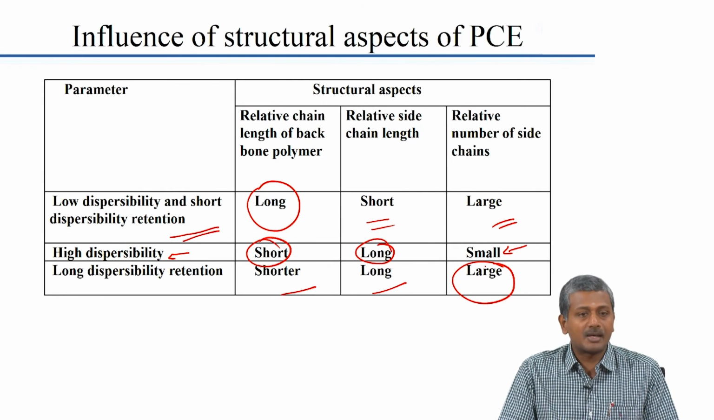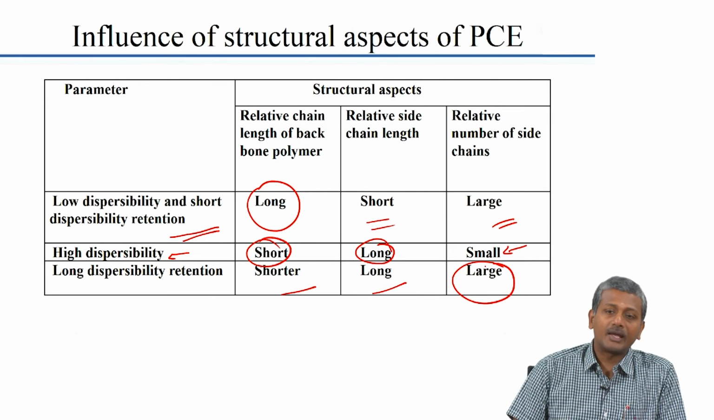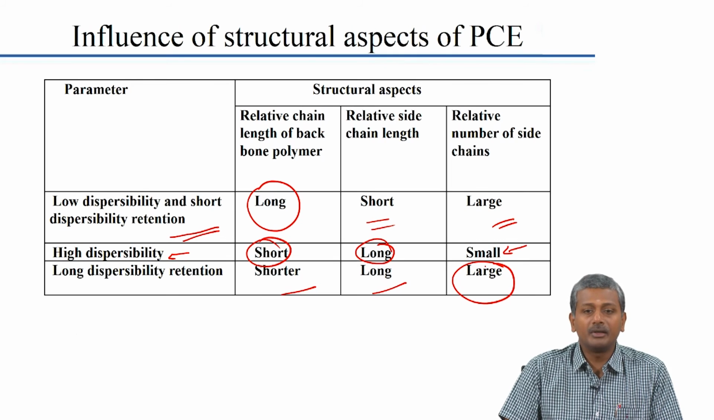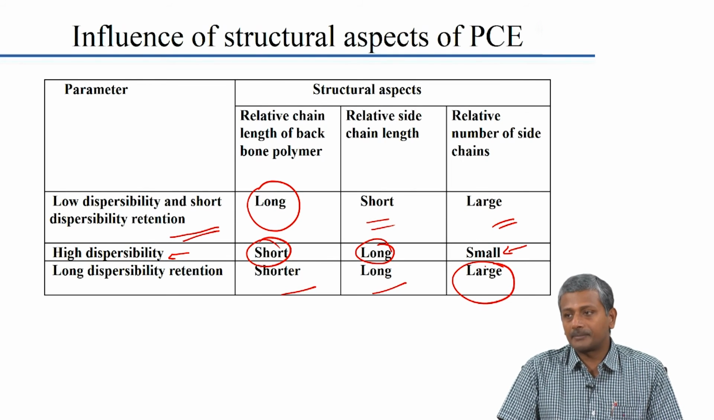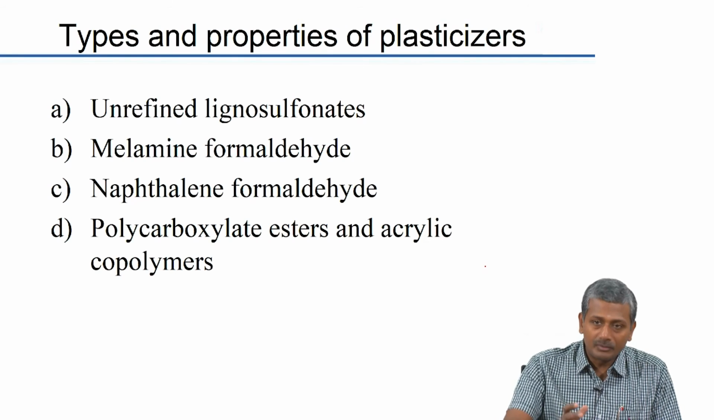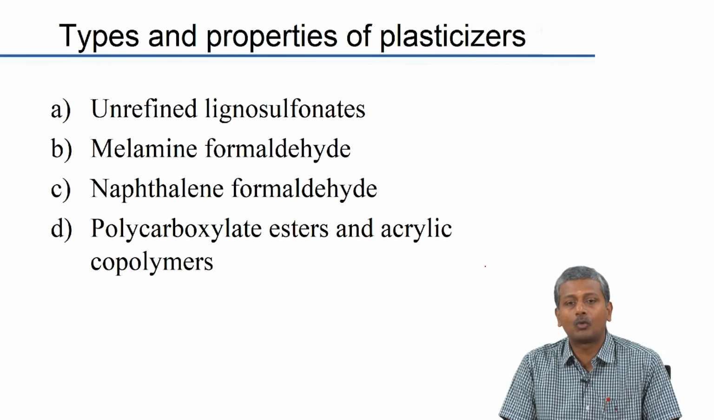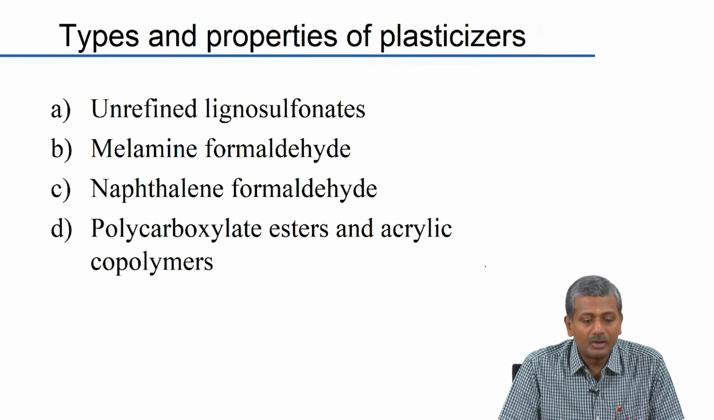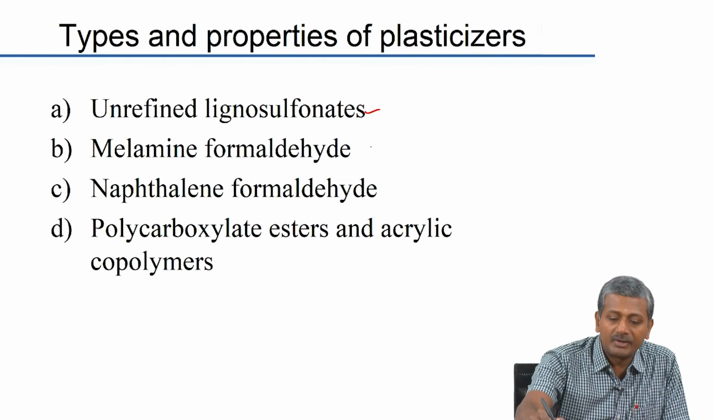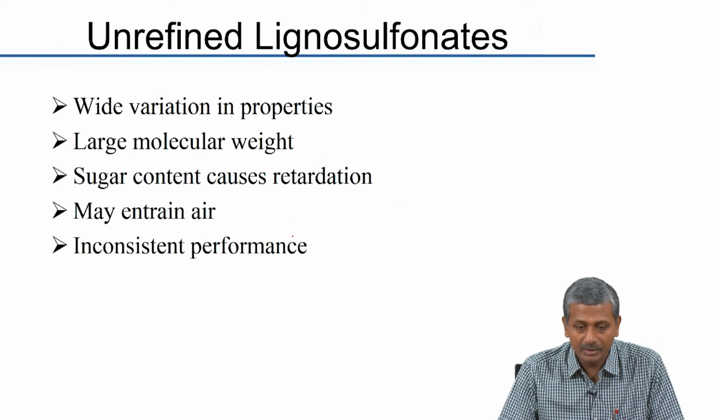So, if you have a precast application versus ready mix application or a long haul application, you can actually alter the structure of your chemical suitably to give you the desired characteristic. Now, very quickly we will go through some types and properties of superplasticizers. We will talk later about what kind of interaction they may have with the cement and what drives those interactions. So, we will talk first about unrefined lignosulfonates, then melamine formaldehyde, naphthalene, and finally the new generation chemicals.